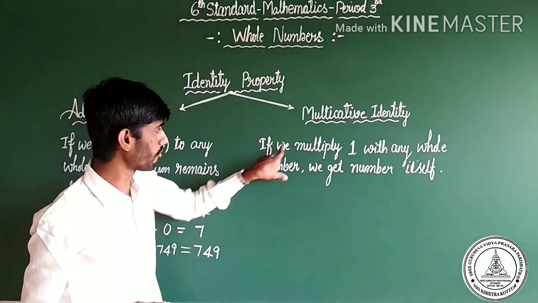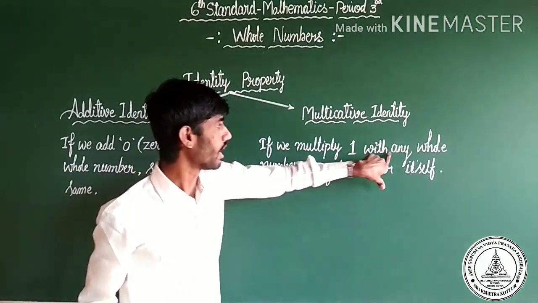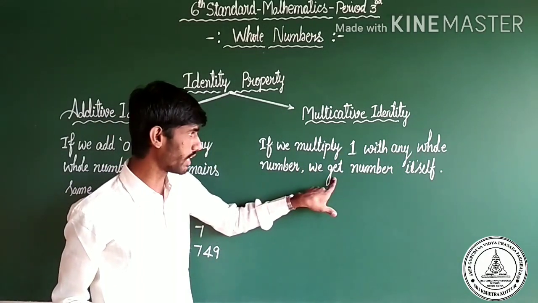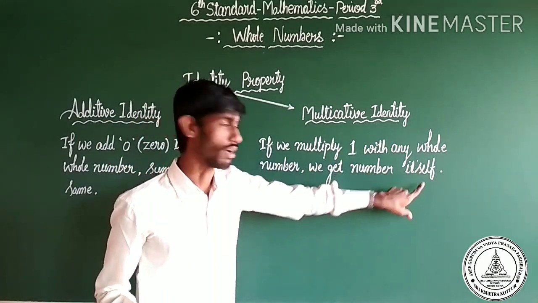Multiplicative identity. If we multiply 1 with any whole number, we get the number itself. Observe here.